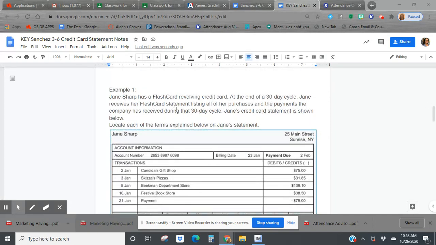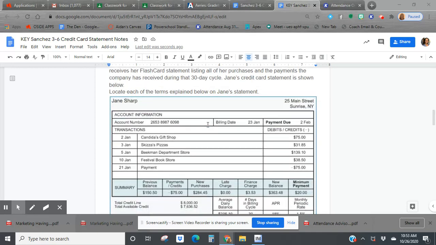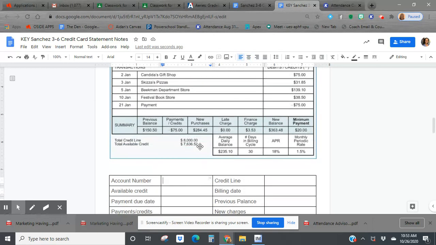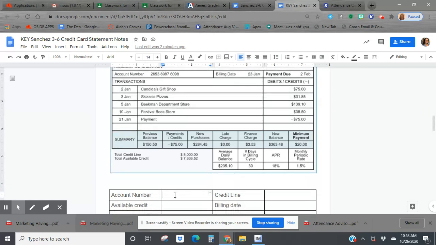Example 1, Jane Sharp has a flashcard revolving credit card. At the end of a 30-day cycle, Jane receives her statement listing all her purchases and the payments made. Locate each of the terms below on Jane's statement. So the account number, where is that here on her statement? 2653-8987-6098. If you can see right there where the account number is listed, that's what we're going to type here in the box.